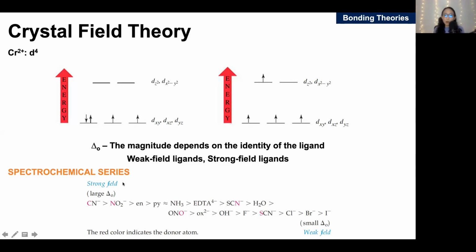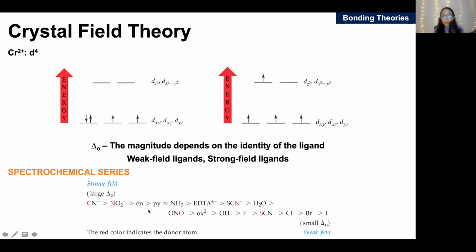So for the strong field ligands, it causes large crystal field splitting values. Therefore, it leads to a low spin configuration. Meanwhile, your weak field ligands give small crystal field splitting values. Hence, most of them will often give a high spin configuration.